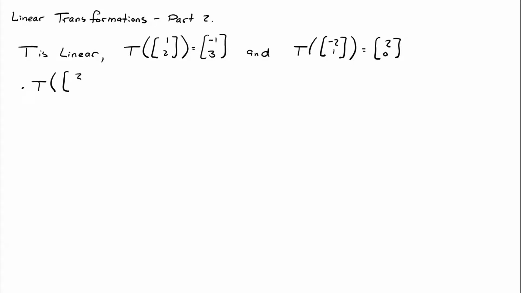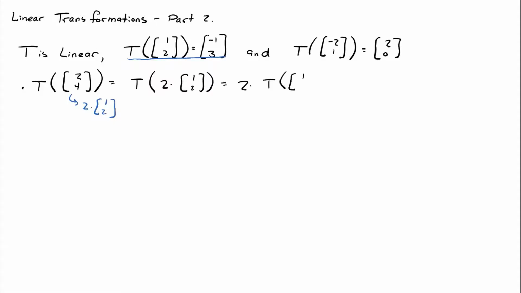What is T of (2, 4)? If T were just some function, we would have no way to determine this. But T is linear. Notice (2, 4) is 2 times (1, 2), and we know T of (1, 2). Therefore, T of (2, 4) is T of 2 times (1, 2). Pull out the 2, since T is linear. This becomes 2 times (-1, 3), which is (-2, 6).